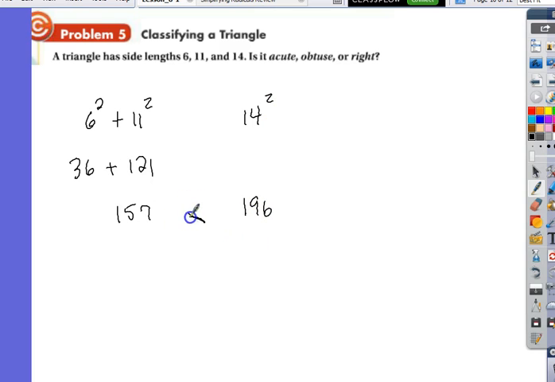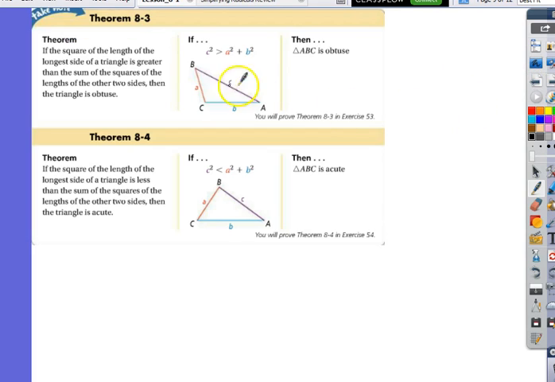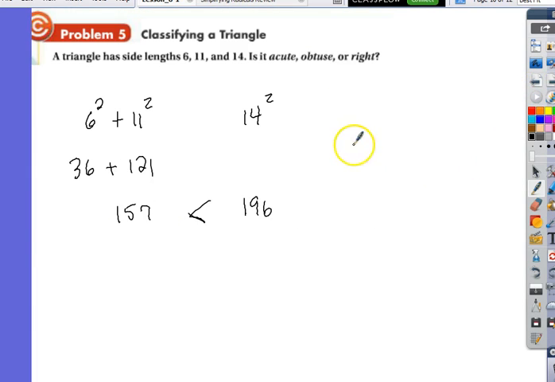196. So the hypotenuse thing was bigger than the other two things. If you think about it, that means you probably had a really wide angle there. So since the hypotenuse is bigger, this one was obtuse. If these had been equal, it would have been right. And if this had been bigger, it would have been acute. Does that make sense?